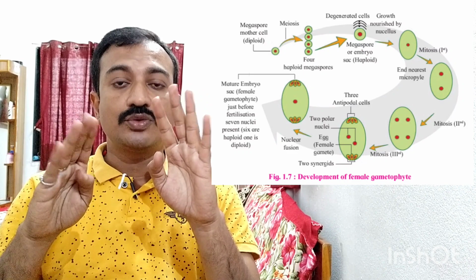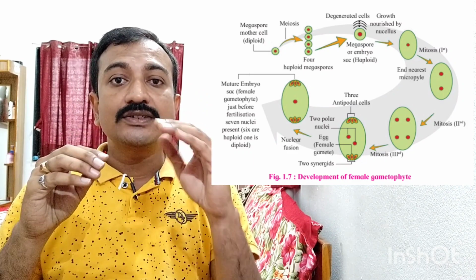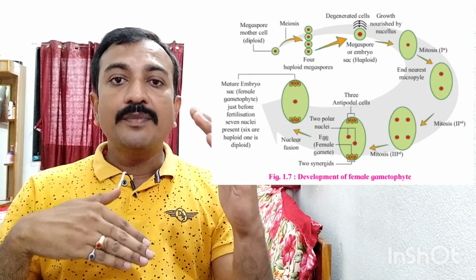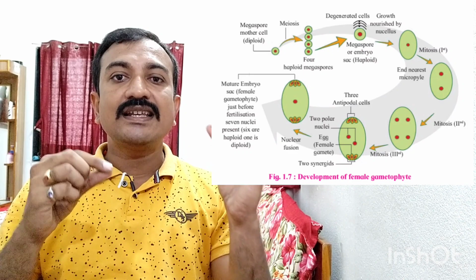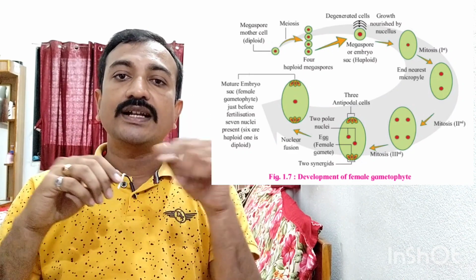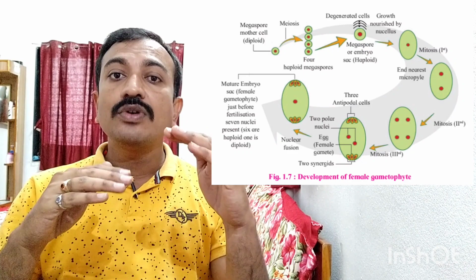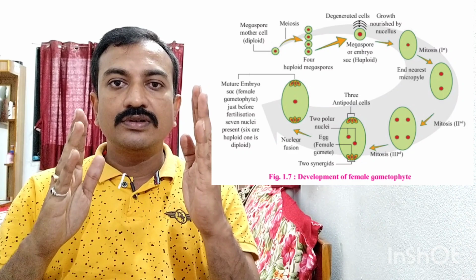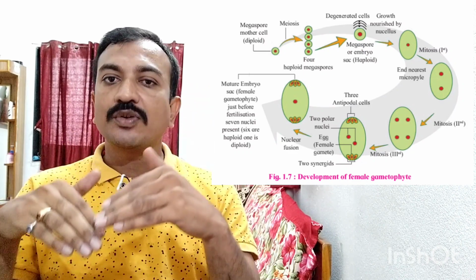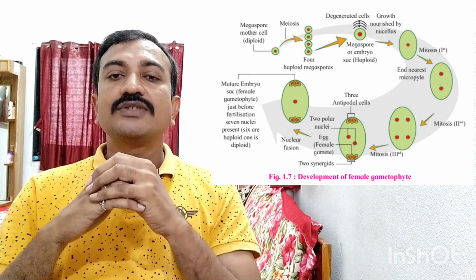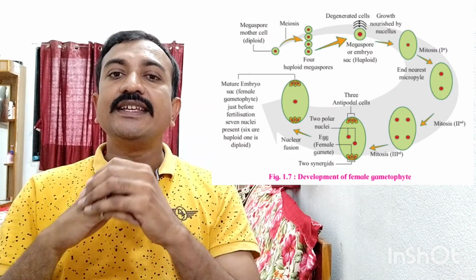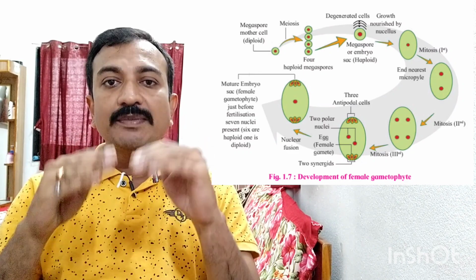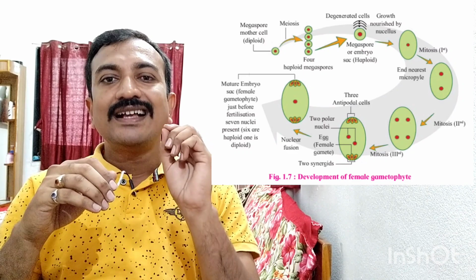In total there are 8 cells. Out of those 8 cells, 4 migrate towards one pole, and the remaining 4 migrate towards the other pole. From each pole, one cell now comes to the center, and they fuse together and form a single cell. Now 3 cells remain at each pole of the ovule, at the chalazal end and the micropylar end. Those 3 cells at the chalazal end are called antipodal cells, and those 3 cells at the micropylar end are called the egg apparatus.